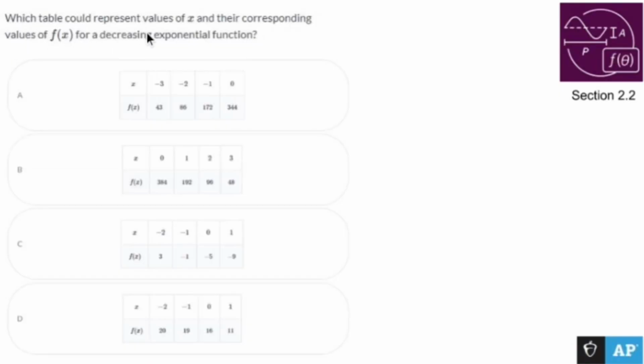Which table could represent values of x and their corresponding values of f of x for a decreasing exponential function? All right, so first things first, I need to find a decreasing function, and I need to make sure it's exponential. So if I look at the options, one is increasing, and the other three are decreasing. Something that decreases exponentially means you multiply the same number to get to the next, and to the next.